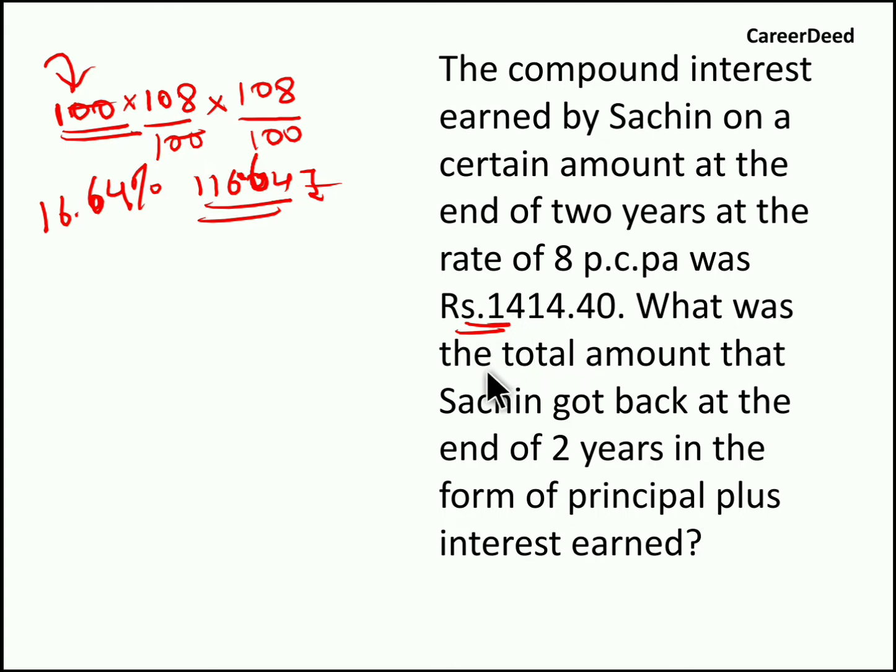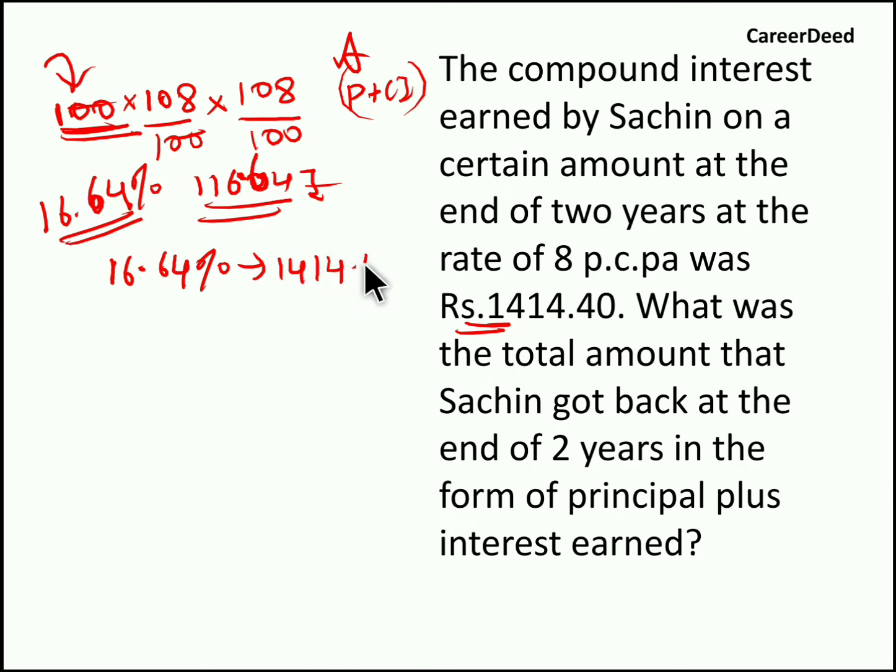1414.40. Now what was the total amount that Sachin got back at the end of 2 years? Now you have to find the total amount, that is principal plus compound interest. So this is called the total amount, right? Now 16.64% is nothing but 1414.40, and 100% is nothing but x. At the end of 2 years, he will get 16.64% interest, that is 1414.40, which is given in the question. So if you have doubt, please watch our session 2, where I have given a clear explanation about how to find the compound interest for 2 years.